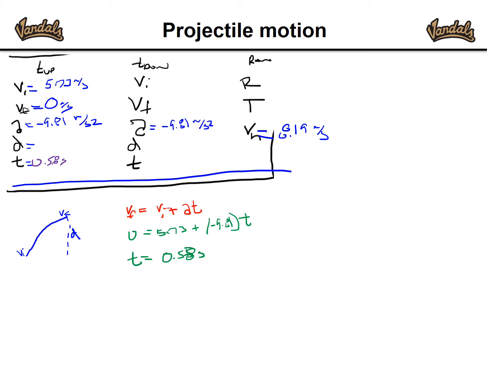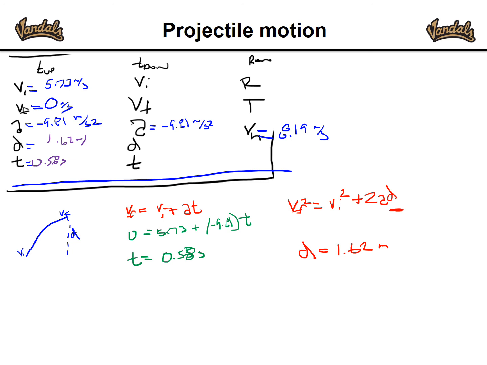Now I need to know my D. The interesting part is there are a couple of ways I can go about it. Now that I've figured out T, I can use D equals VI T plus one half A T squared, or I can use this one, which I would just use: VF squared equals VI squared plus 2AD. I plug everything in and solve for D, and D ends up being 1.62 meters. I've put that over here, and now I solve for T down.